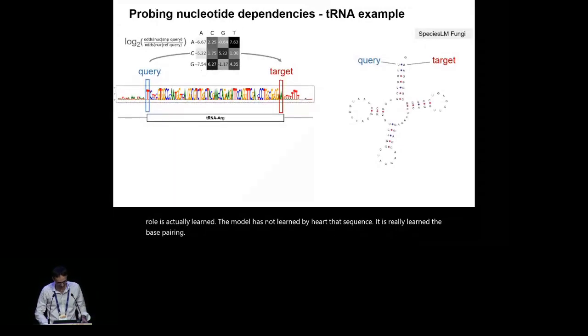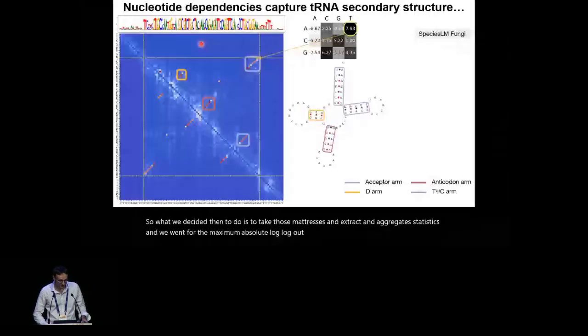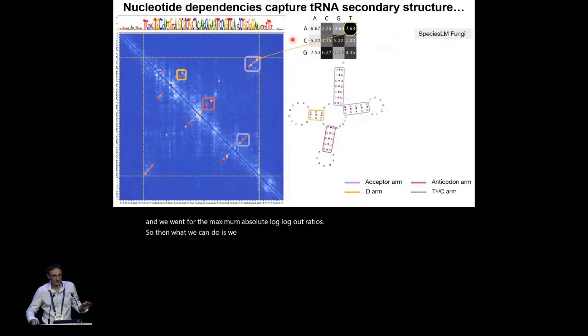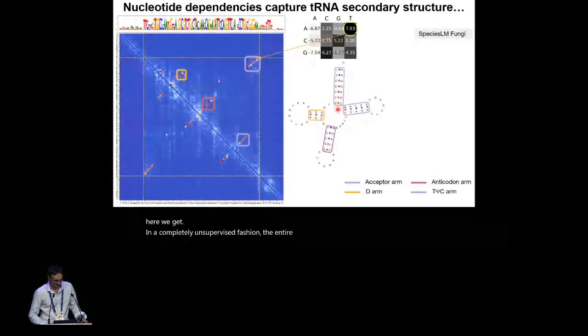So what we decided then to do is to take those matrices and extract and aggregate statistics, and we went for the maximum absolute log-odds ratios. So then what we can do is traverse an entire locus, taking every base as a query and every base as a target, and record these maximum log-odds ratios. And as you can see on this tRNA here, we get, in a completely unsupervised fashion, the entire contact map for all the arms of the tRNA.